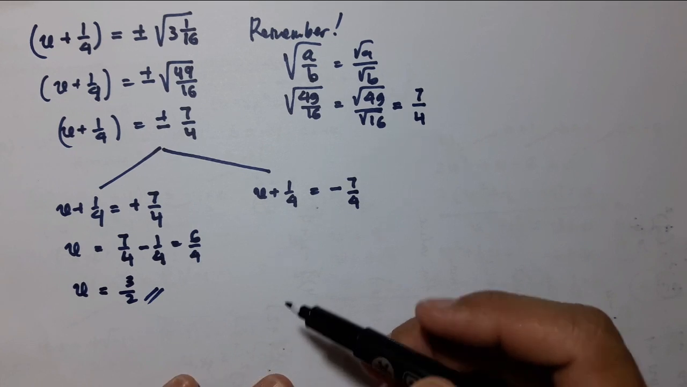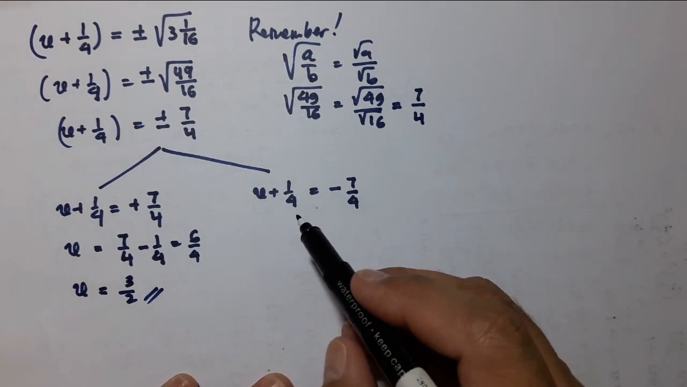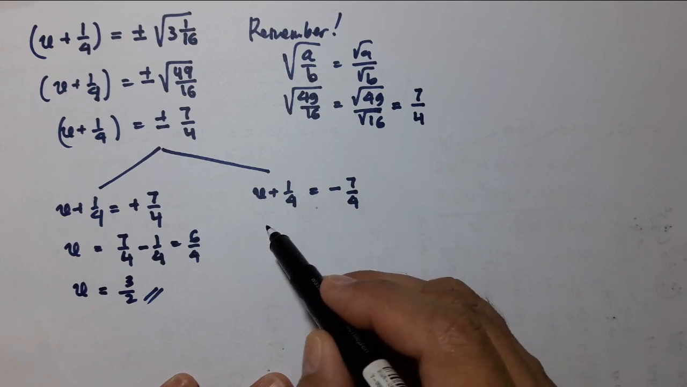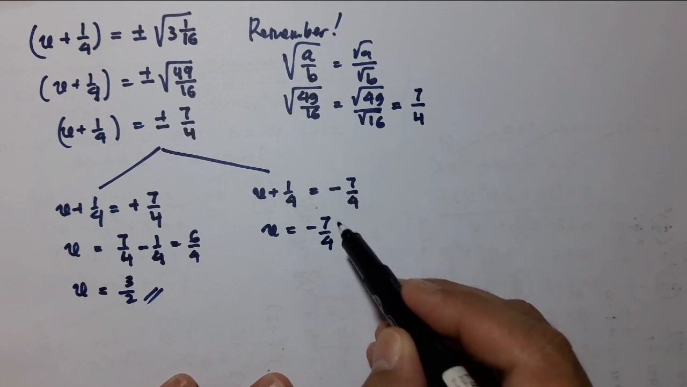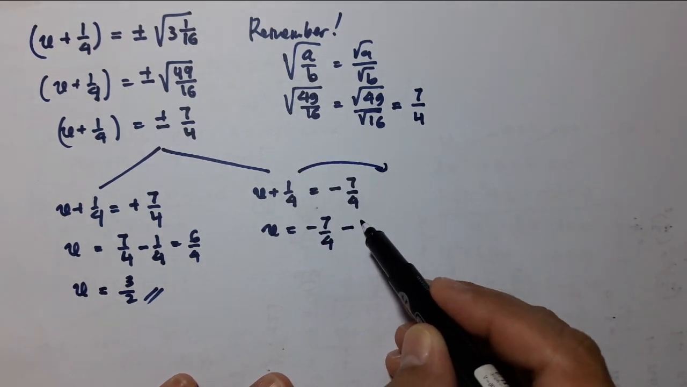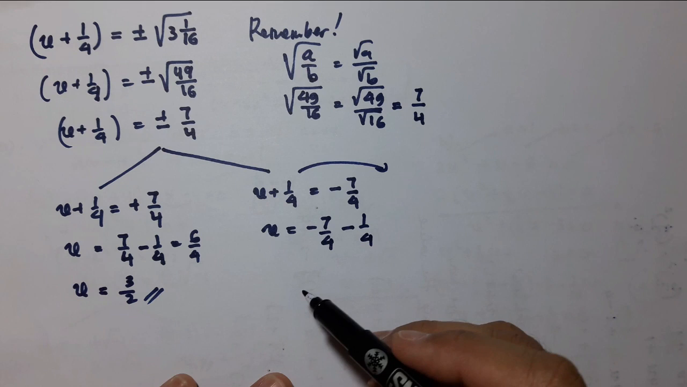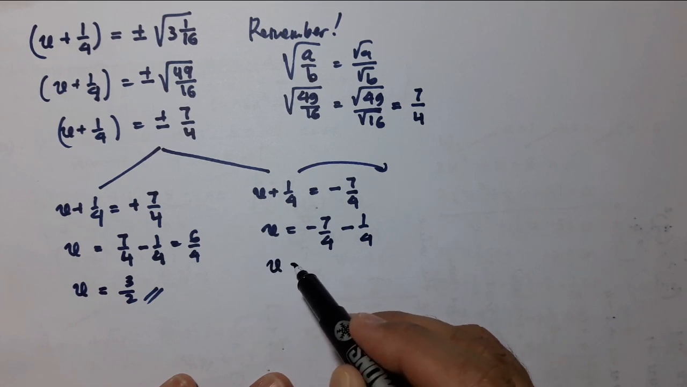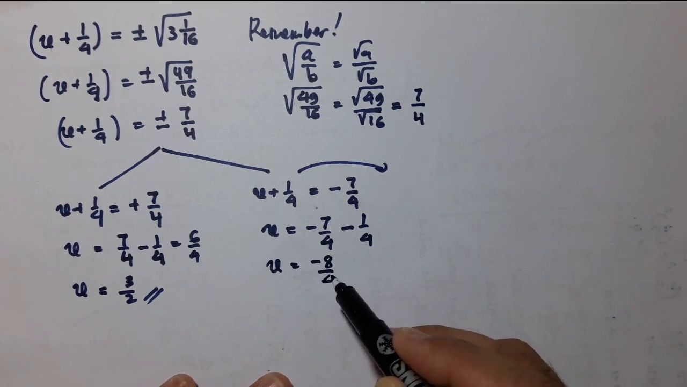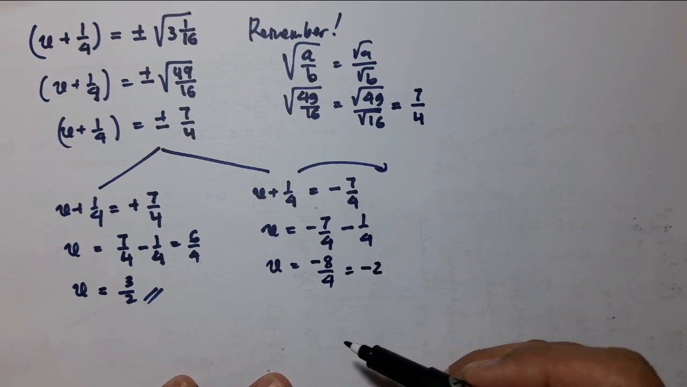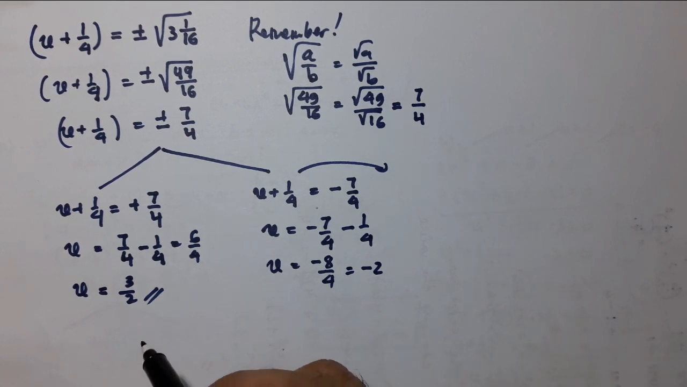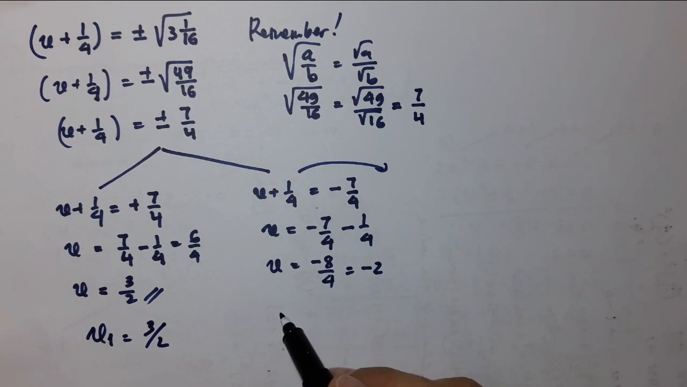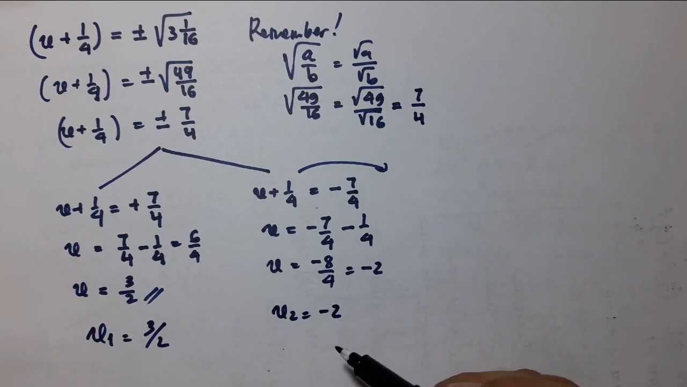Clear, everyone? Okay. And the next solution is x equal minus 7 over 4, and then put here minus 1 over 4. So we'll find that x is minus 8 over 4 or minus 2. Right? So we can take the conclusion. x1 is 3 over 2 and x2 is minus 2.